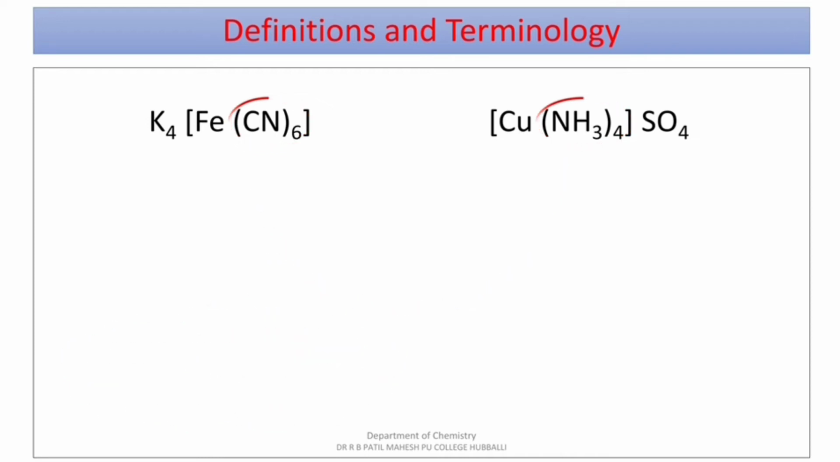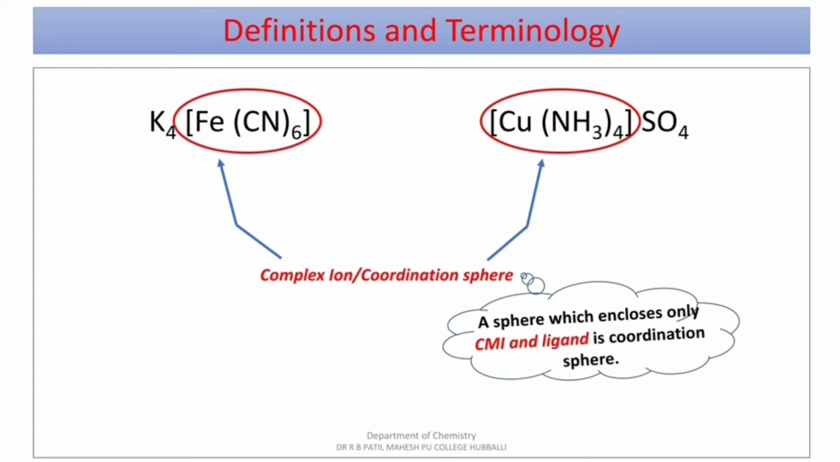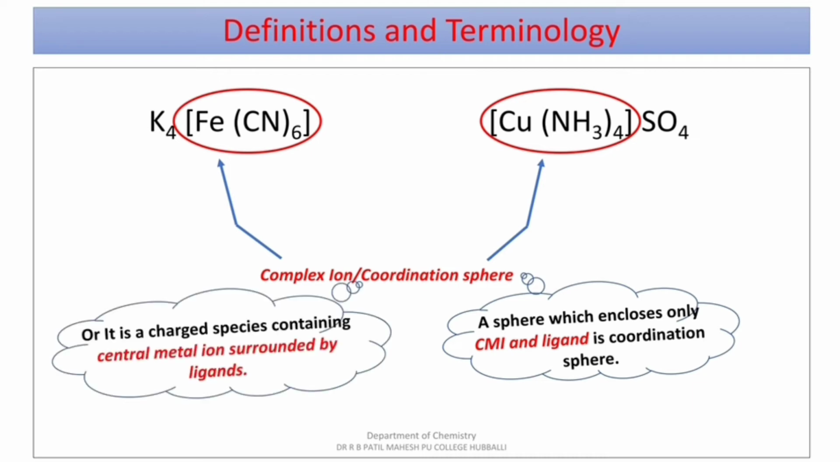Moving to the next one, which is enclosed in the square bracket altogether, that is a central metal atom and number of ligands together. It is known as complex ion or coordination sphere. The definition is a sphere which encloses only central metal ion and ligand is coordination sphere, or in other words, it is a charged species containing central metal ion surrounded by ligands.